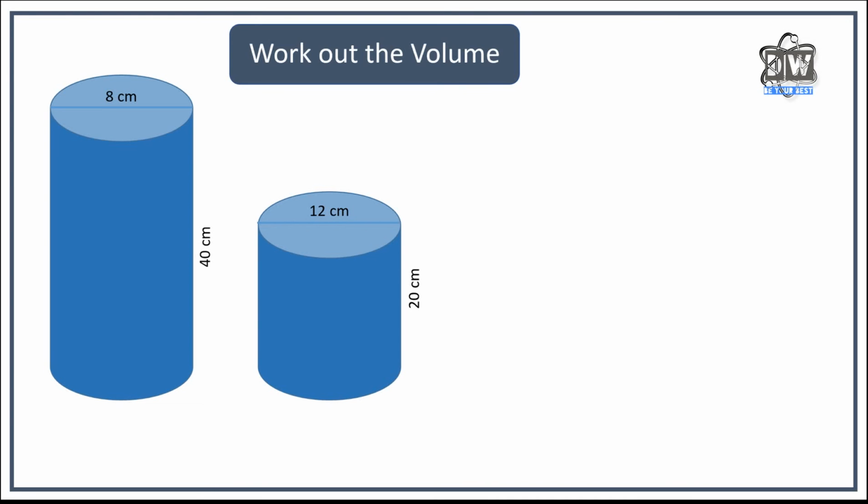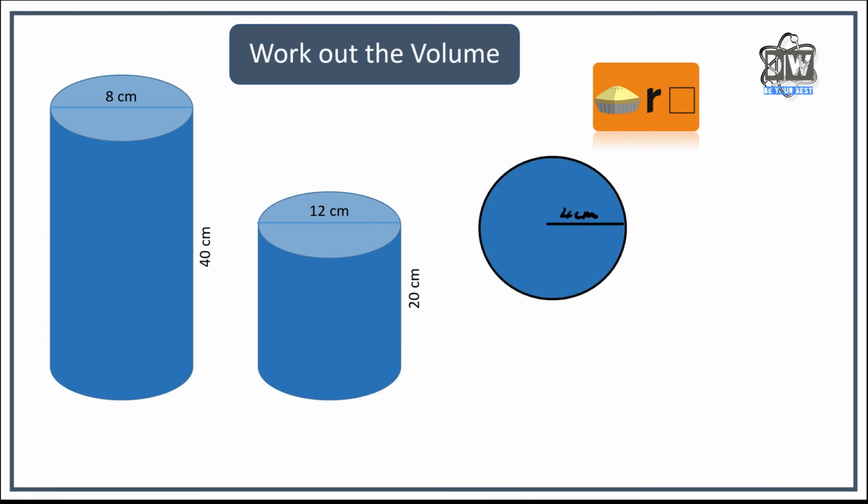Okie dokie everyone, here we go on the first one. Remember pi times r squared. So on this one, half the diameter is 4, and that gives us the radius. So we're going to go for pi times 4 squared, which gives us 16 pi. Or pi times 16 gives us 16 pi.